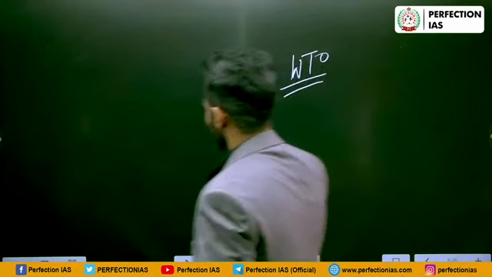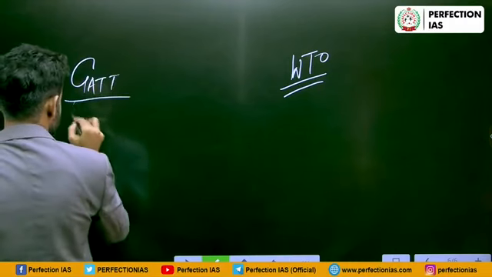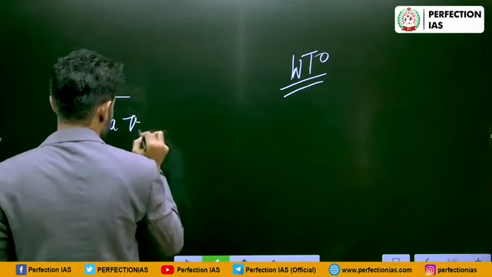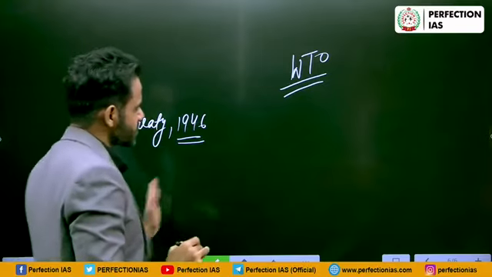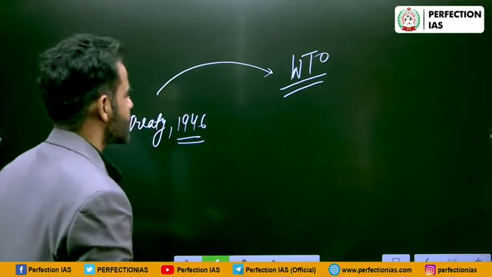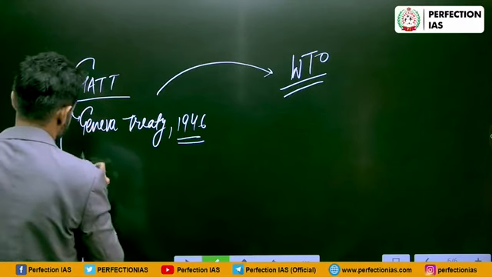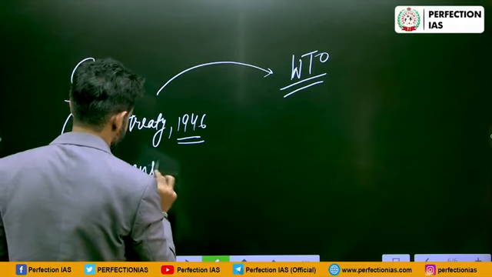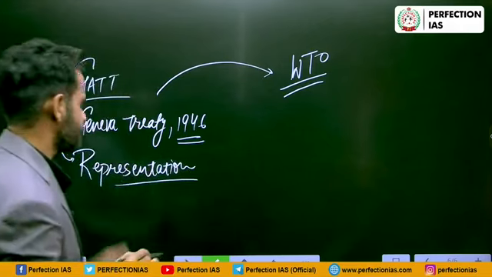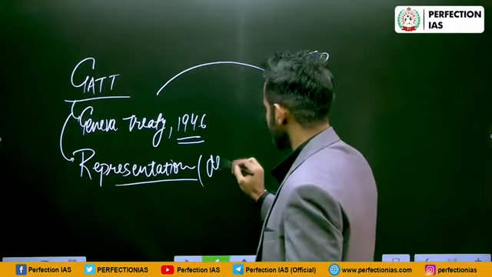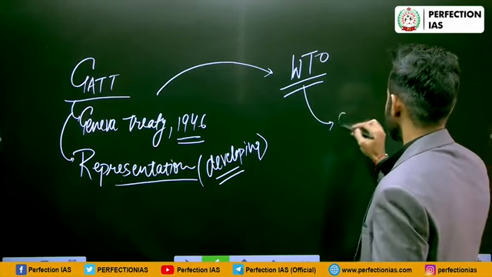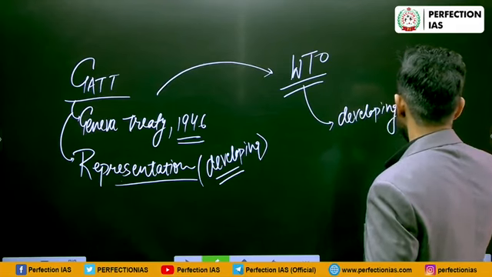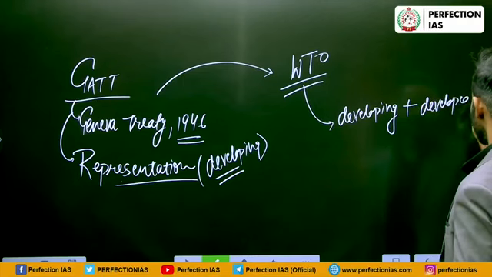Now WTO is a successor of GATT. GATT came through the Geneva Treaty in 1946. GATT had certain inherent issues, and to address those issues, WTO came into picture. First and foremost issue was of representation. In case of GATT, developed countries dominated and developing countries were not given due representation. Here in WTO negotiations, developing plus developed countries played a key role in the negotiation.